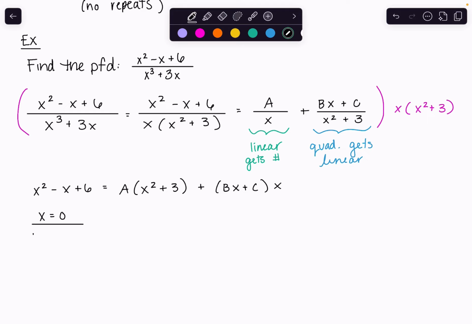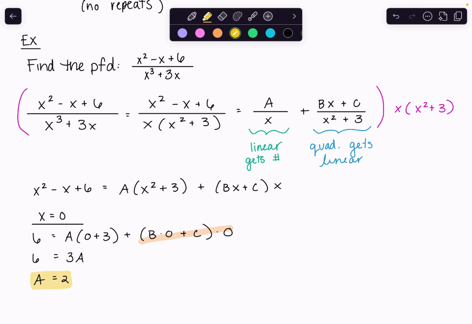On the left-hand side, that gives me 6. On the right-hand side, that gives me 0 plus 3. And this would be b times 0 plus c times 0. It would be even nicer if this was, say, something like x minus 1, because if I plugged in 0, that would just get rid of b and not c. However, in this case, it does get rid of this entire piece. So that tells me 6 is equal to 3a, and so I do solve for one of my coefficients. A must equal 2. Okay.